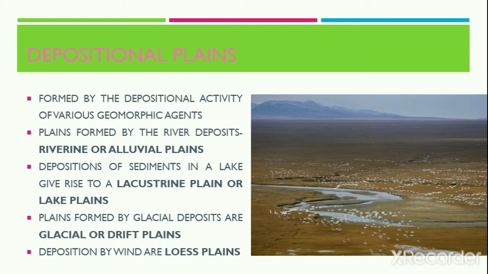When the plains are formed by the river deposits, we term it as riverine plain. The deposition of sediments in a lake region gives rise to lacustrine plain. The Valley of Kashmir is a perfect example of lacustrine plain. When the plains are formed by the glacial deposits, we term it as glacial or drift plain. When the wind becomes the major agent of deposition, those plains are called loess plain.